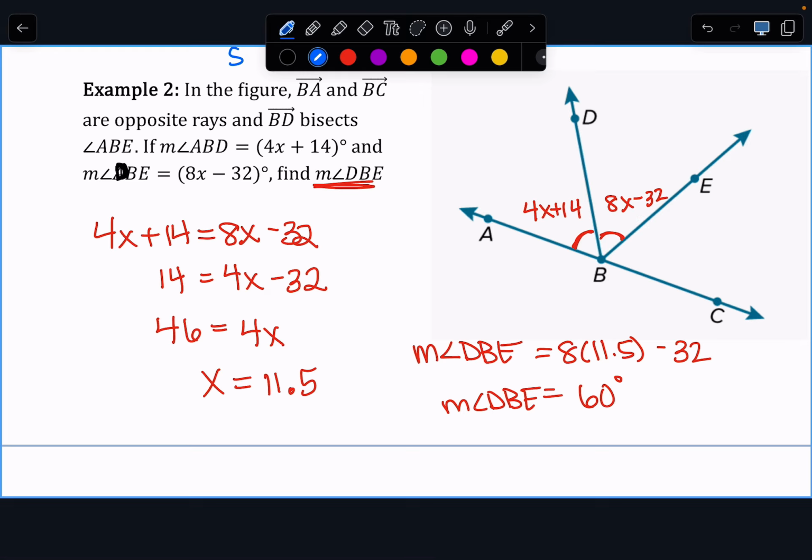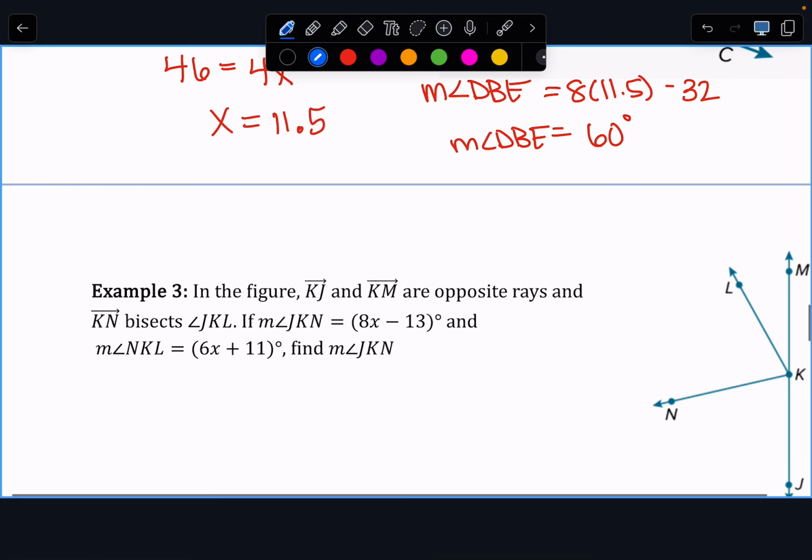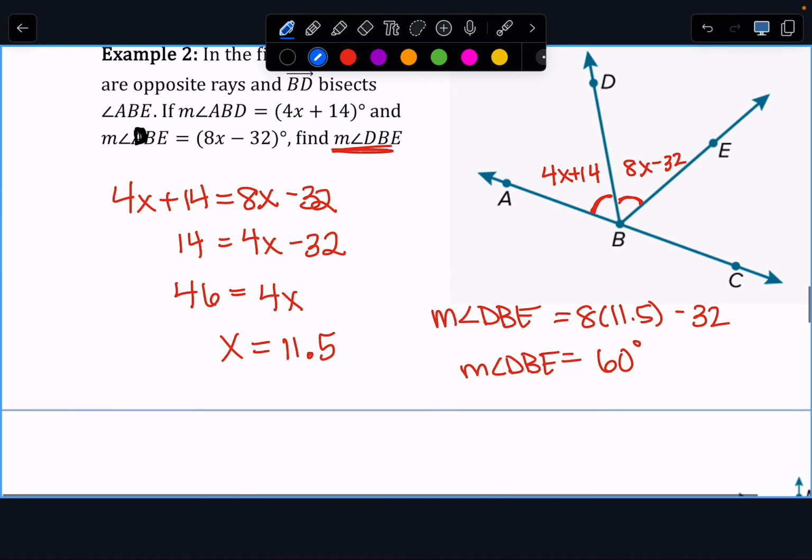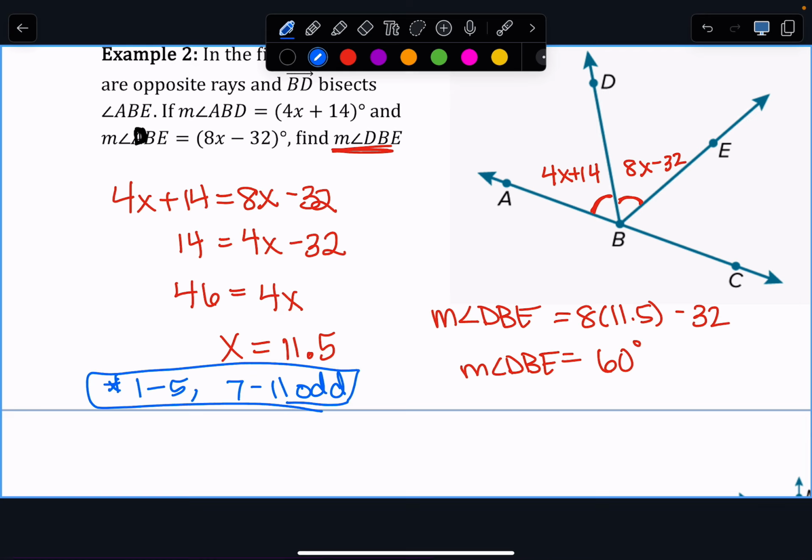Now, I think you'll be okay if we don't do that next example. So on your homework tonight, it says 1 through 5, 7 through 11 odd, and then that's where we're going to stop. We'll just add the rest to tomorrow's lesson. Tomorrow's lesson is complementary, supplementary. You know how to do that already, right? I forgot.